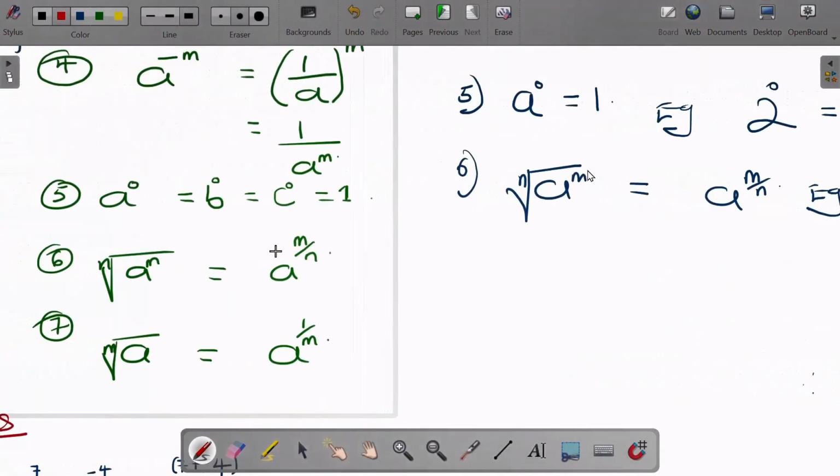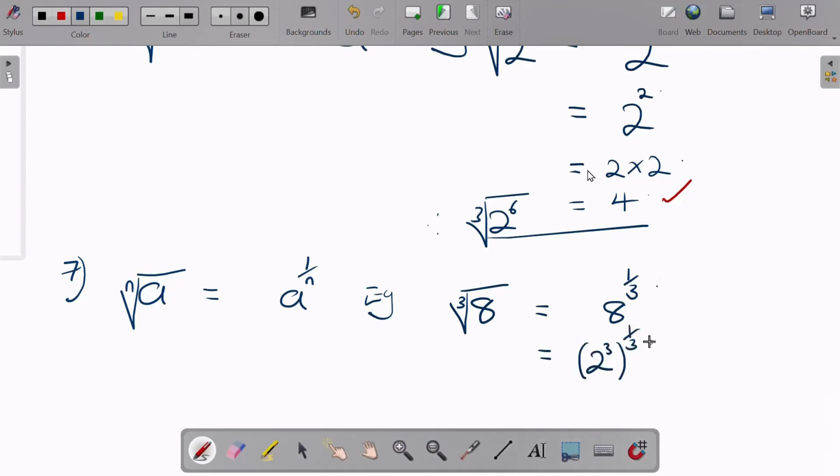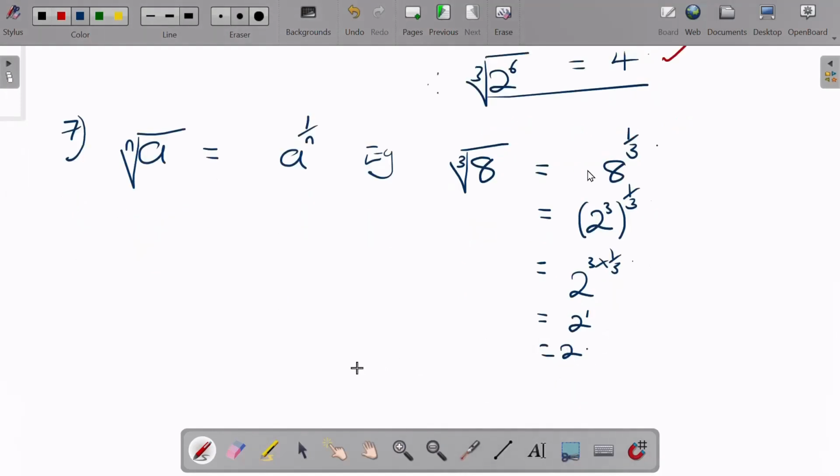We can look at now 7. If I have a under root n, it's the same as having a to power 1 divided by n. For example, if I have 8 under cube root, this is the same as having 8 power 1 out of 3. And this is the same as having 2 power 3, all to the power of a third. Now this is a multiplication, 3 times a third, which gives us 2 power 1, giving us 2. That means, therefore, the cube root of 8 is the same as 2.